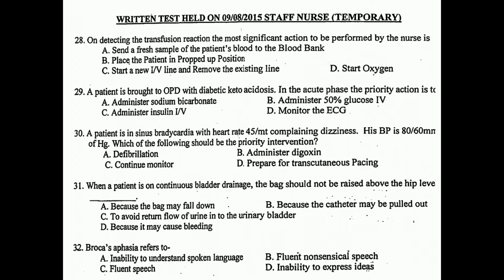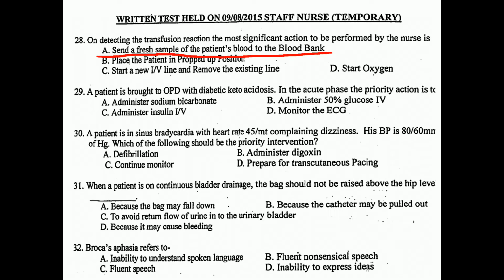Question number 28. On detecting a transfusion reaction, the most significant action to be performed by the nurse is: the given options are send a fresh sample of the patient's blood to the blood bank, place the patient in a propped up position, start a new IV line and remove the existing line, start oxygen. The correct answer is option A, that is send a fresh sample of the patient's blood to the blood bank.